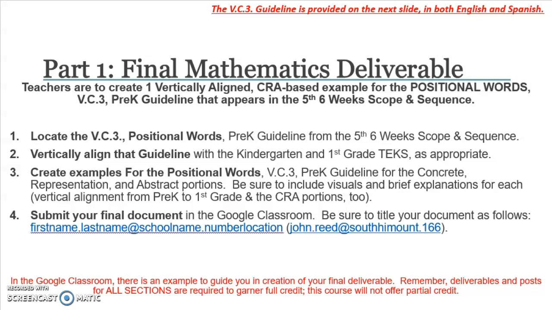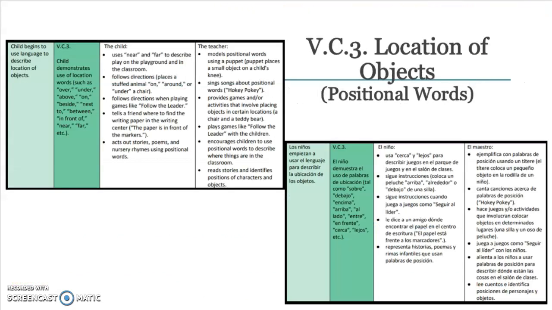When you're done with that, you're going to submit your final document in the Google Classroom, and the title of your document is going to be your first name dot last name at school name dot school location, such as john.reed at southtimeout.166. The PreK guidelines you're going to be covering are going to be VC3, location of objects, positional words. And here are examples of both of those.